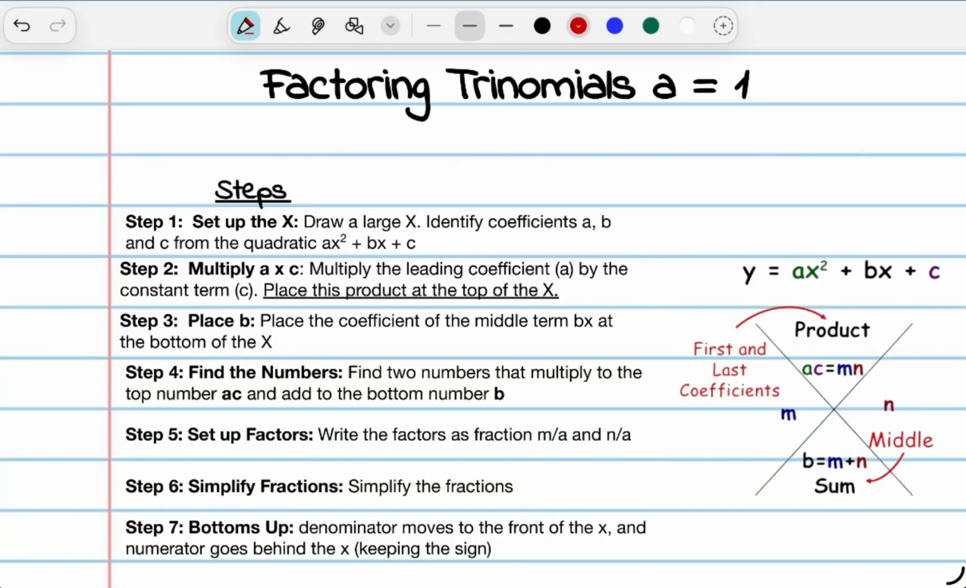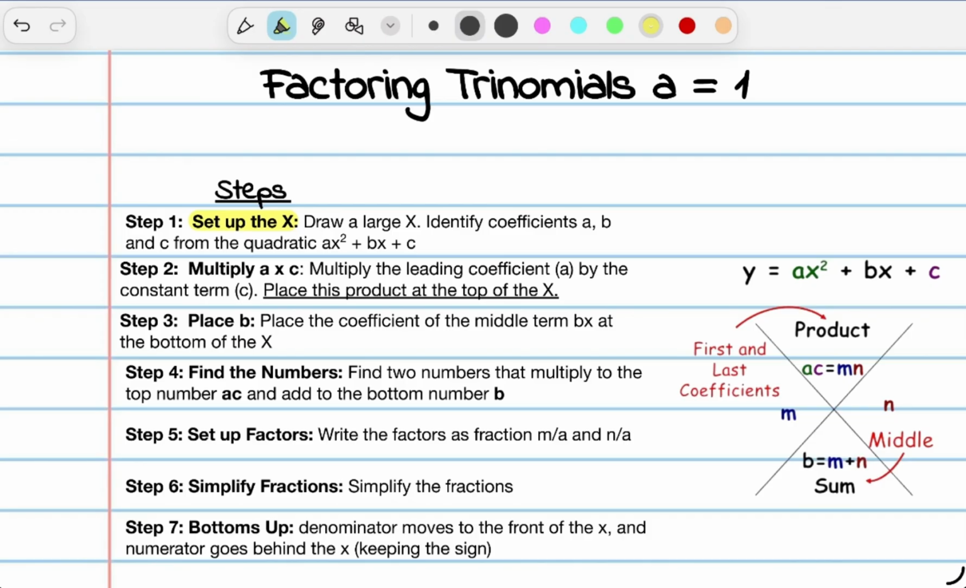All right, class, today's lesson is about factoring trinomials where a is equal to 1. Now, before we go to our examples, let's look at the steps that we're going to follow in order to factor these trinomials. Step 1 says that we're going to set up our x. Setting up our x is basically saying that we're going to draw a large x.